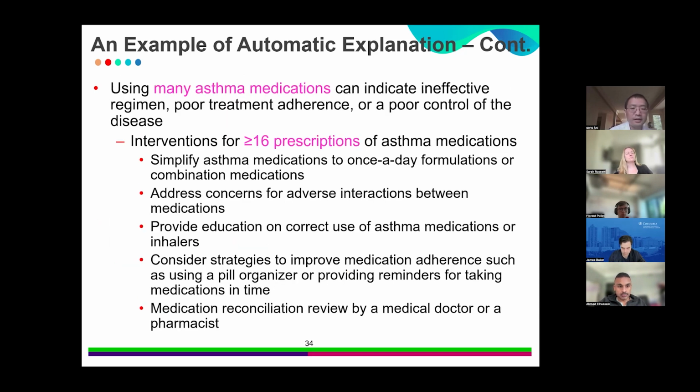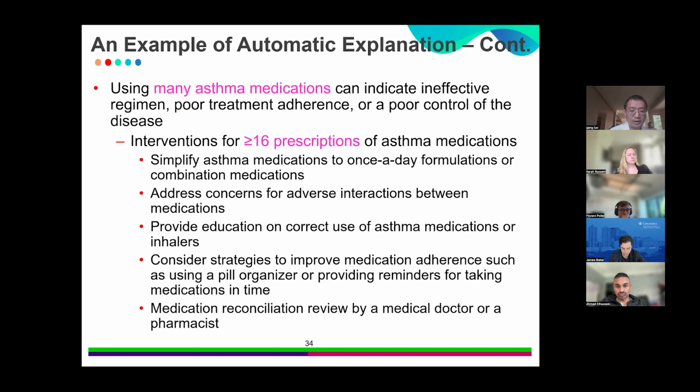The fourth factor says that the patient uses many asthma medications. This can indicate an ineffective regimen, poor treatment adherence, or poor control of the disease. And here are the 5 interventions that are pre-compiled for this patient to address this reason. The first one is to simplify asthma medications to once-a-day formulations or combination medications. The second one is to address concerns for adverse interactions between medications.